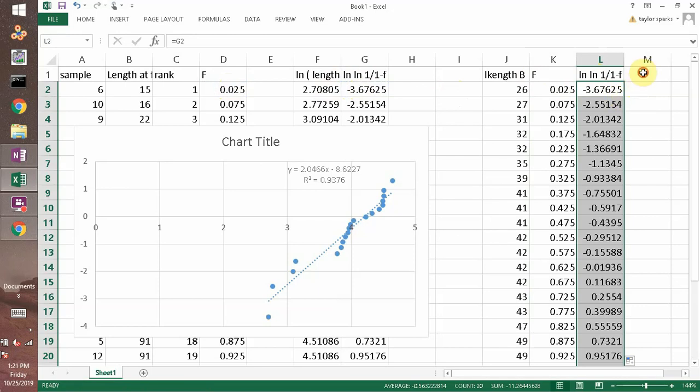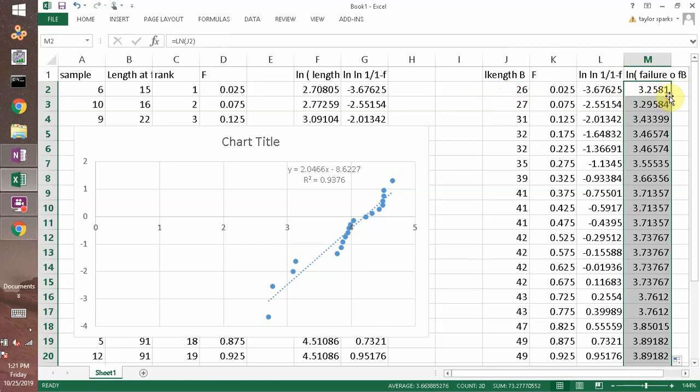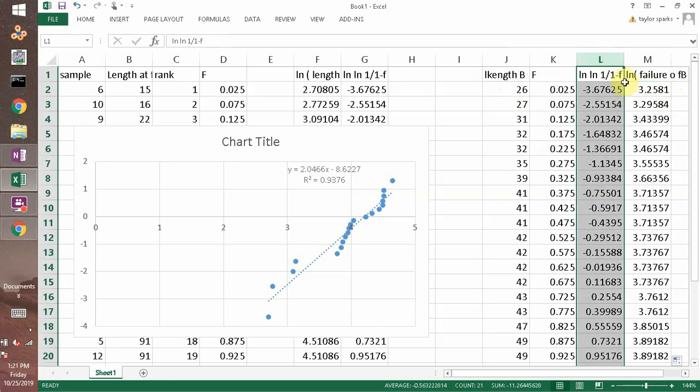Okay. Then the last thing we need to do is natural log at the failure of B, right? And this is now going to be equal to natural log of that number. Okay? So let's plot this one and see how it looks. I'm going to grab this column and scooch it over.